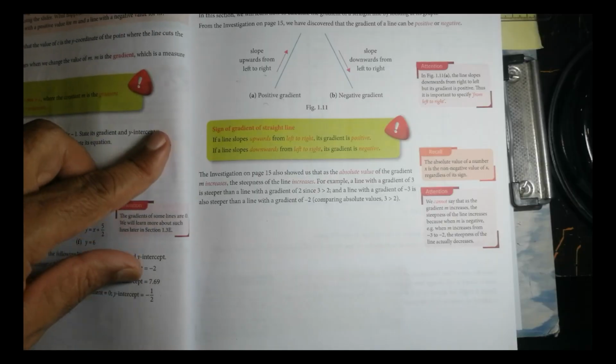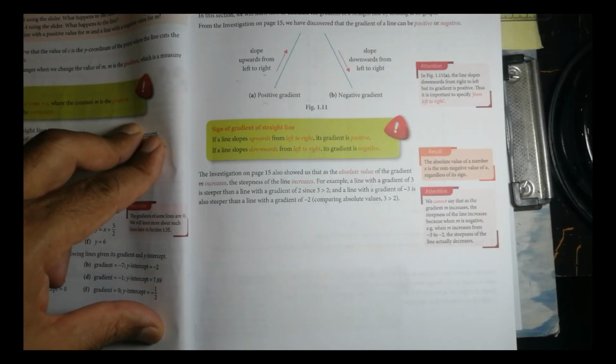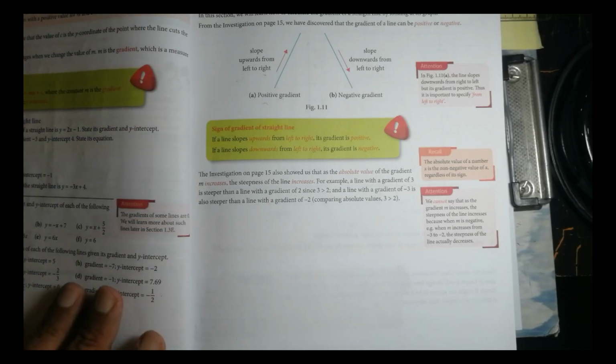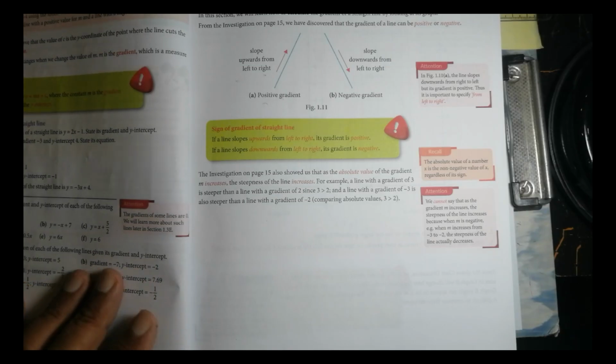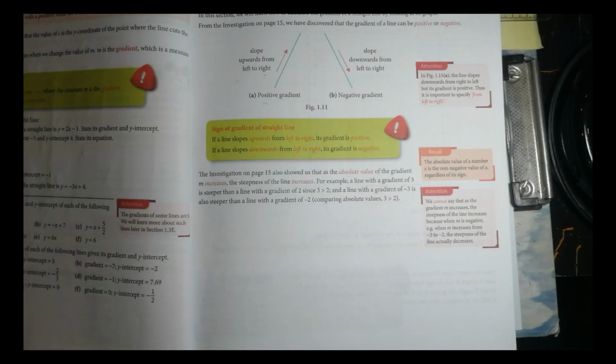Actually, what is gradient? Gradient shows how steep the line is. If a line is steeper, it has a bigger gradient as compared to a line which has a smaller gradient, which will be less steep. So a bigger gradient means a steeper line. If the gradient is smaller, the line will be less steep.